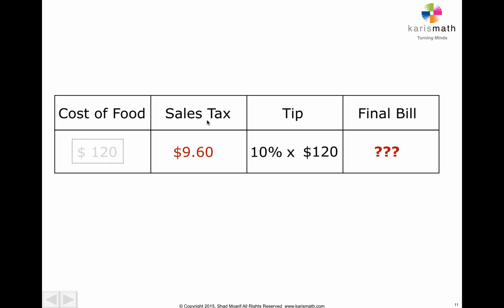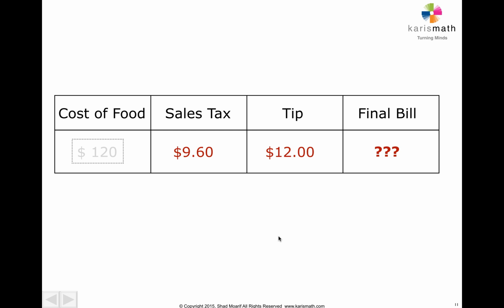So we know what the sales tax is. You have to pay another $9.60 towards sales tax. The tip, you can work it out. What do you think the tip is? 10%, which means 10 over 100, times 120. Well, the last zeros here disappear. This zero and this zero disappear. Basically, it's 1 times 12, which is $12.